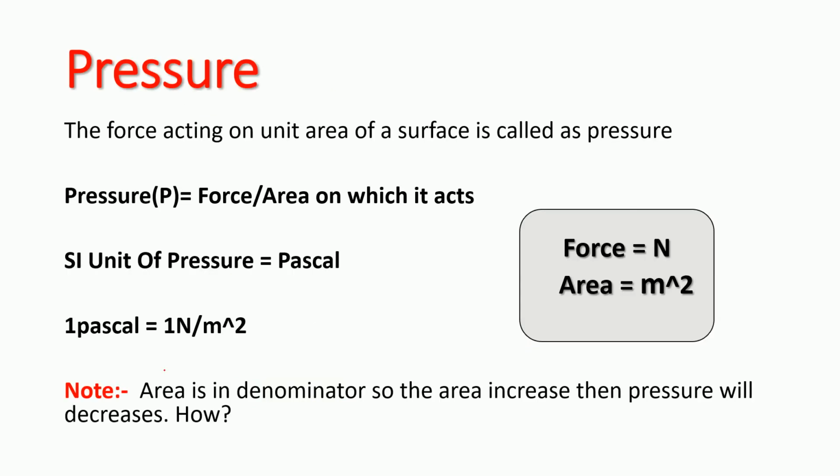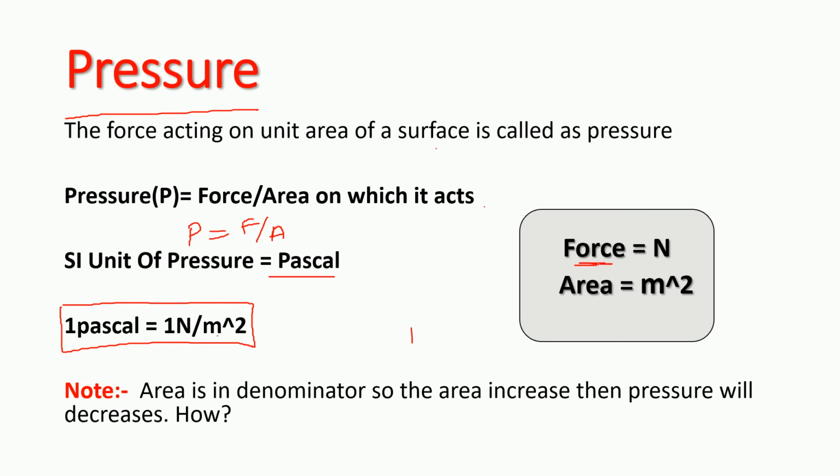Coming to the important concept, up to this we have learned what is meant by force. Now we will discuss pressure. What is meant by pressure? Pressure is the force acting on a unit area of the surface. So we can define pressure as force per area on which it acts. Pressure equals force by area, and the SI unit of pressure is pascal. This one is important: 1 pascal equals 1 Newton per meter square. Force is in Newton and area is in meter square, so the unit is Newton per meter square, which is also known as pascal.